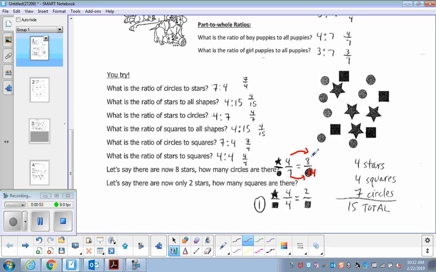This is a proportion because 4 out of 7 is the same as 8 out of 14. These two fractions equal each other. Now, the next question, we went from 4 stars to 2 stars, so we cut it in half. So the number of squares will also get cut in half, and you can see that 4 over 4, which is 1, equals 2 over 2, which is also 1. So anytime two fractions equal each other, or two ratios equal each other, we have a proportion.